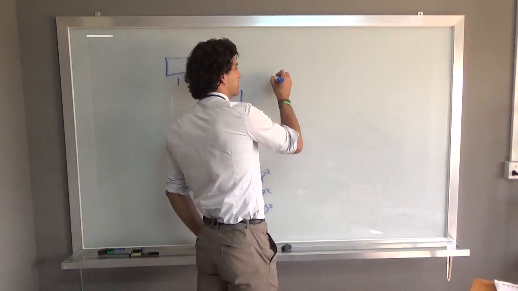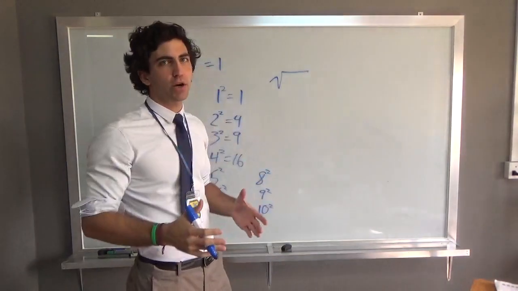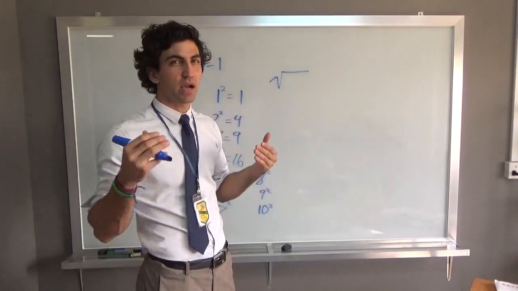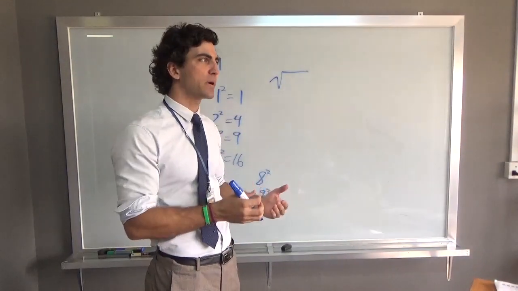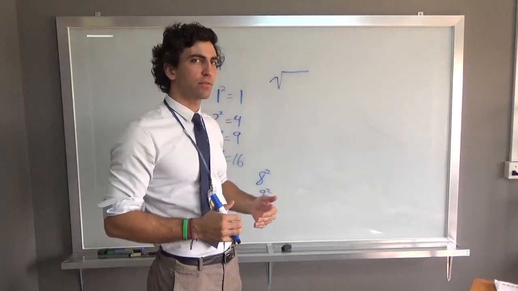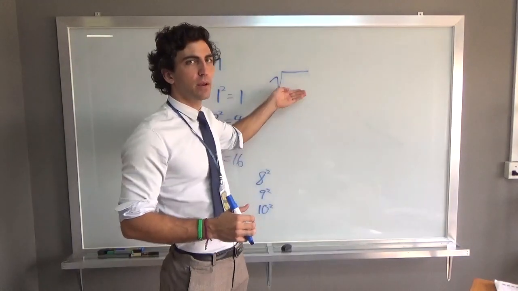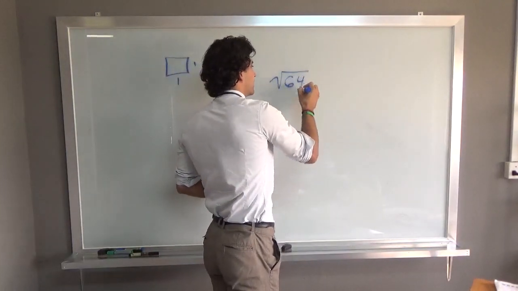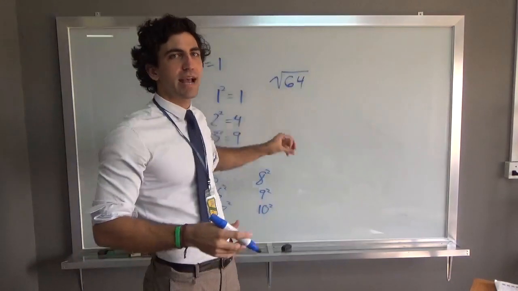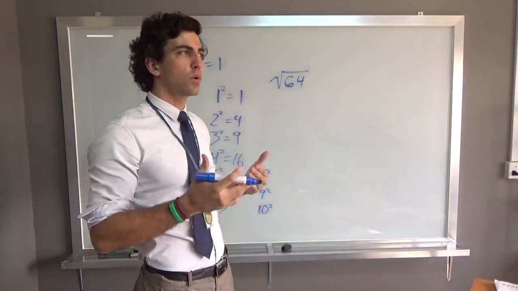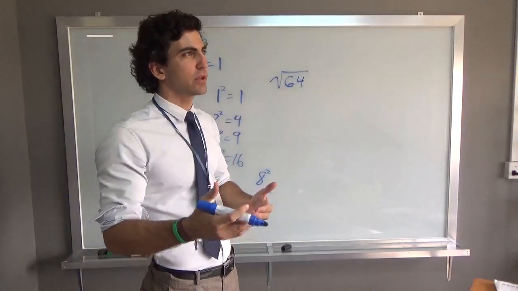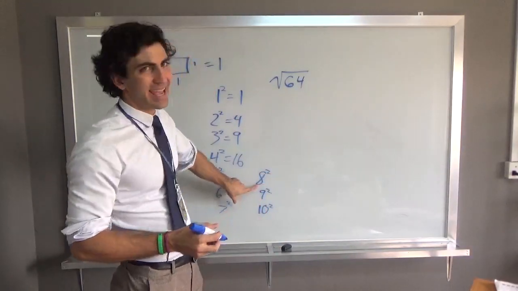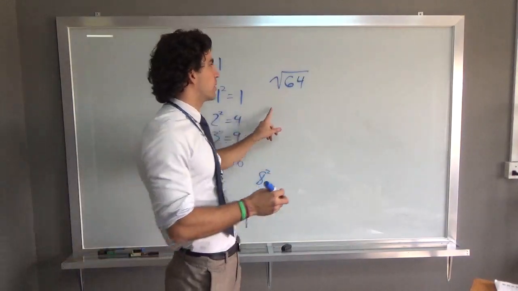If I have this symbol, it means the square root. What the square root function means is basically a question saying what number will multiply by itself to become the number on the inside. So if I say 64, the square root function is asking what number will multiply by itself to become 64. Now we know that 64 is 8 times 8. So I will write down 8.